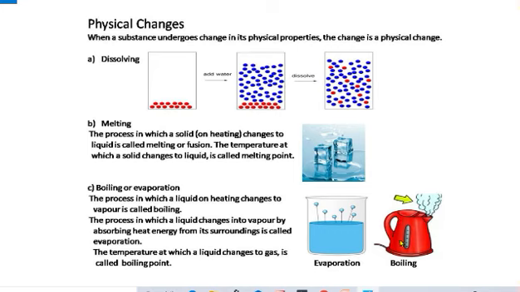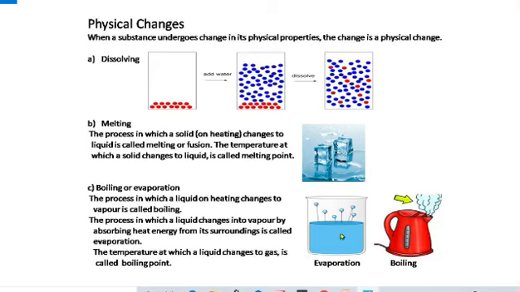When the liquid is heated and in this process the liquid changes to vapor or gas, then this process is called boiling. There is a difference between boiling and evaporation. Let us see the process in which a liquid changes to vapor by absorbing the heat energy from its surroundings. The liquid absorbs the heat from the surrounding, and in this process it gets evaporated. In this process the liquid changes to gas.